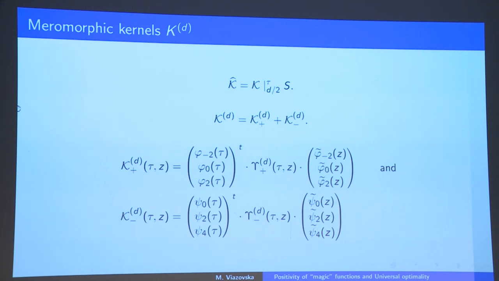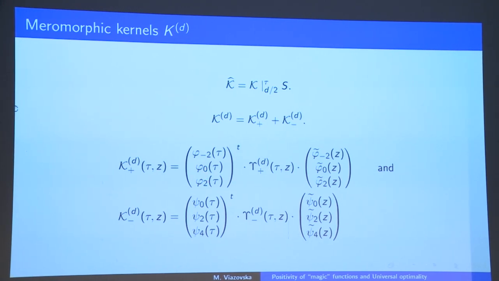Here we have a column vector which consists of these functions phi minus 2, phi 0, phi 2. We defined these functions in our second lecture. Those were the functions which generated the ring of functions in the class P which are annihilated by the ideal I. In the next slide, I will remind what these functions are.